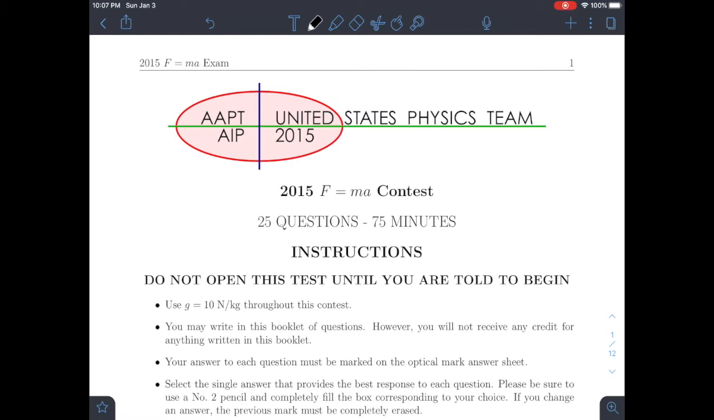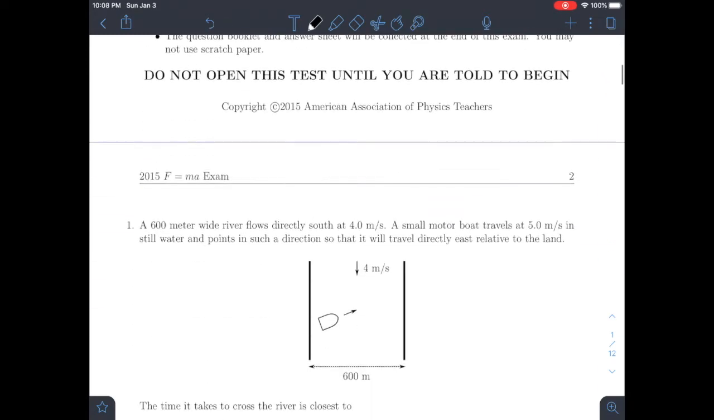Today we have the 2015 FDQ 8 contest. We have 25 questions and 75 minutes, so let's begin. Let's look at the first question.